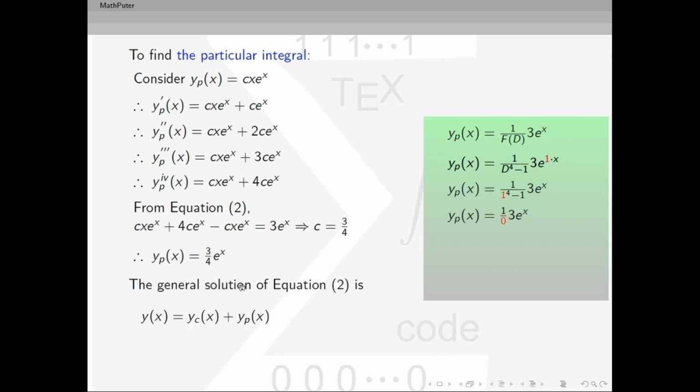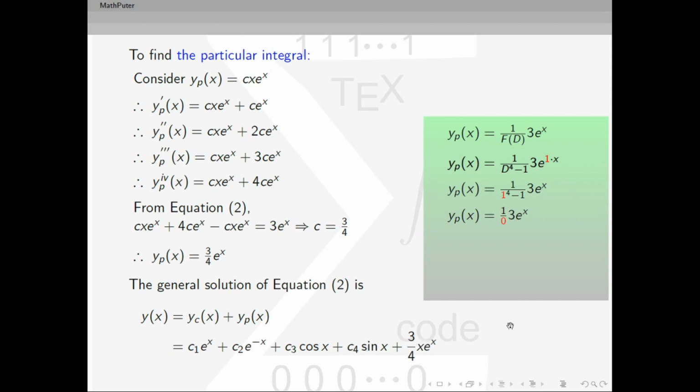So the general solution is this: y(x) is equal to yc(x) plus yp(x), c1 e raised to x plus c2 e raised to minus x plus c3 cos x plus c4 sin x plus 3 upon 4 x e raised to x. Now observe these 5 functions: e raised to x, e raised to minus x, cos x, sin x and x e raised to x. All the functions are different. If I consider this without x, then 3 upon 4 e raised to x becomes part of this. That's why we multiplied by x.